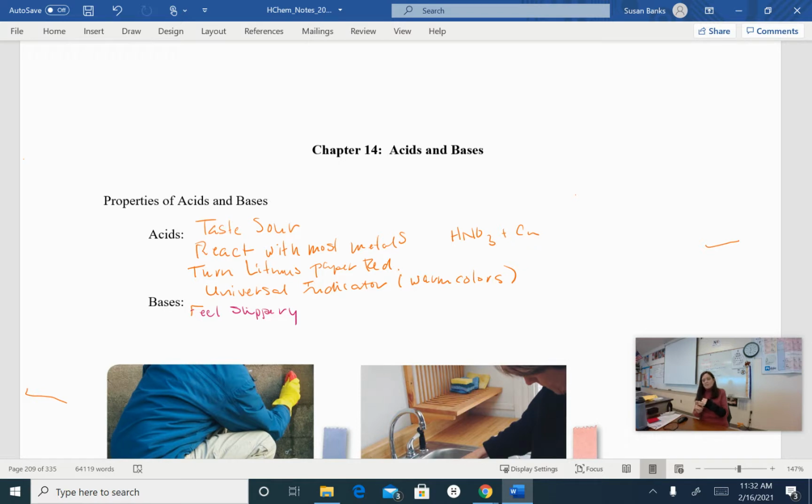And what are our skin cells, the outside of our cells, made out of? They're made out of fats and proteins. So basically, the bases feel slippery because they're dissolving you, right? They're actually dissolving your proteins and your cells and the fats that make up your skin. Okay? They taste bitter. Okay, so they have a really bitter taste.